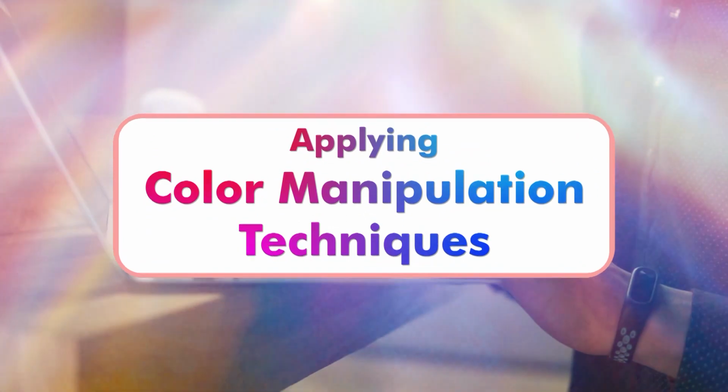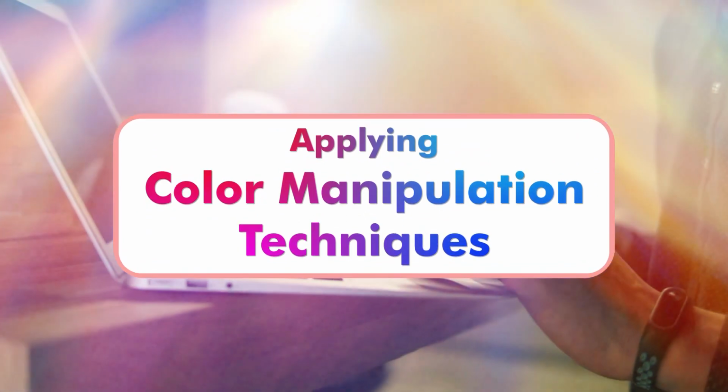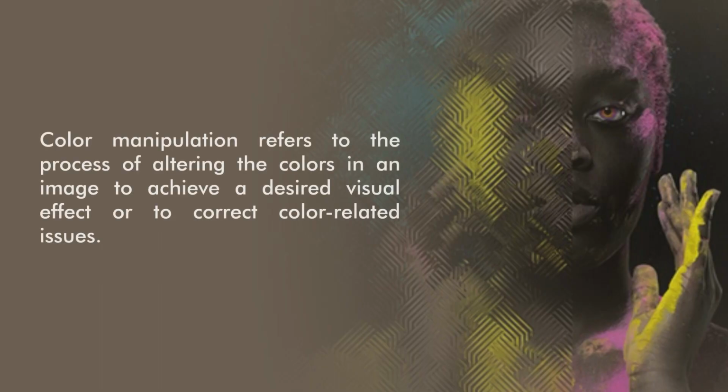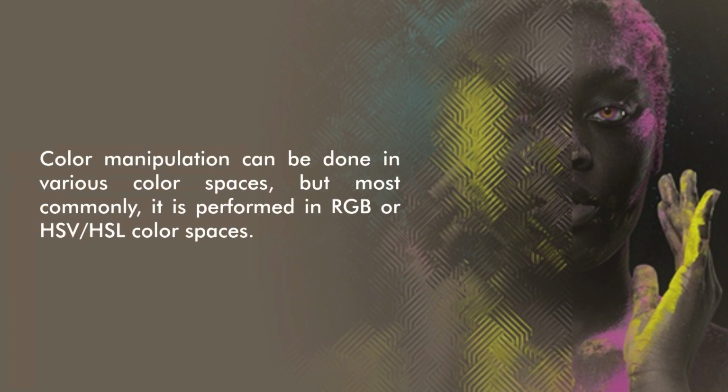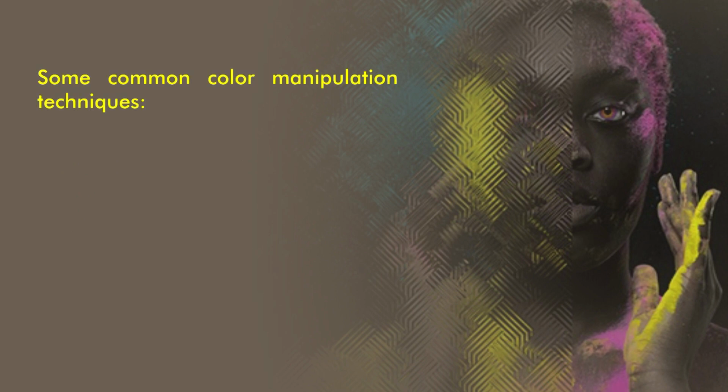So, let us begin with the detailed understanding of today's lecture. So, what is color manipulation? Color manipulation refers to the process of altering the colors in an image to achieve a desired visual effect or to correct color related issues. It is a fundamental technique in image processing, computer vision and graphic design. Color manipulation can be done in various color spaces, but most commonly it is performed in RGB, HSV or HSL color spaces. Here are some common color manipulation techniques.